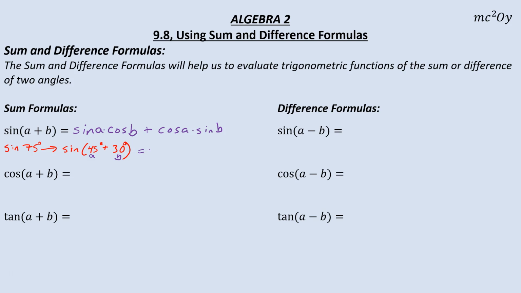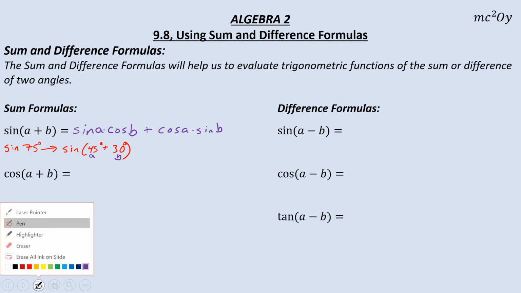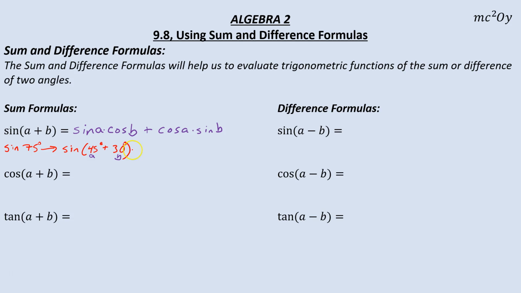So just to add to that example here, this would be sine 45 cos 30 plus cos 45 sine 30. Okay, and I think this is even one of my examples later, I'll show you how to go through that. Alright, but let's go ahead and finish up with the other formulas here.